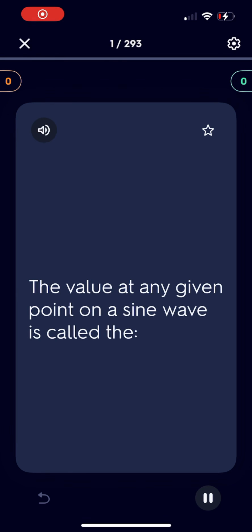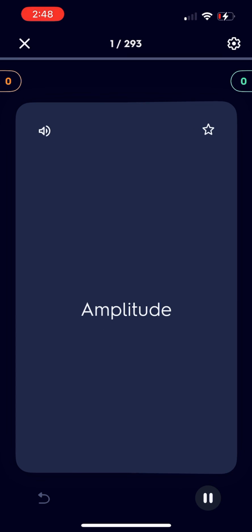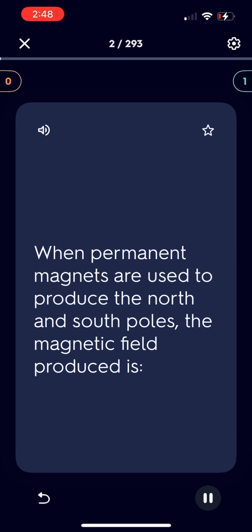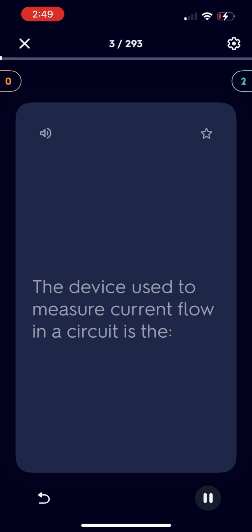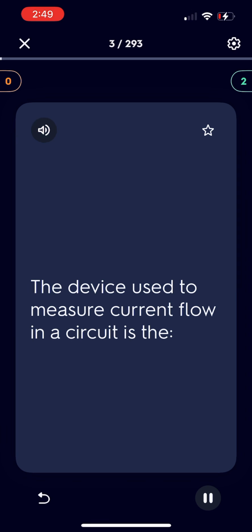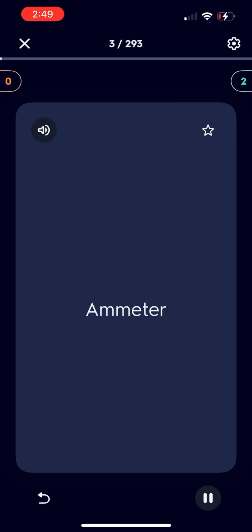The value at any given point on a sine wave is called the amplitude. When permanent magnets are used to produce the north and south poles, the magnetic field produced is constant. The device used to measure current flow in a circuit is the ammeter.